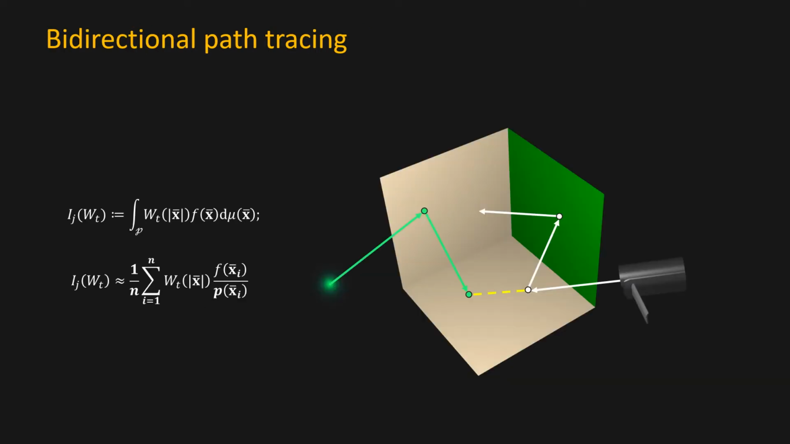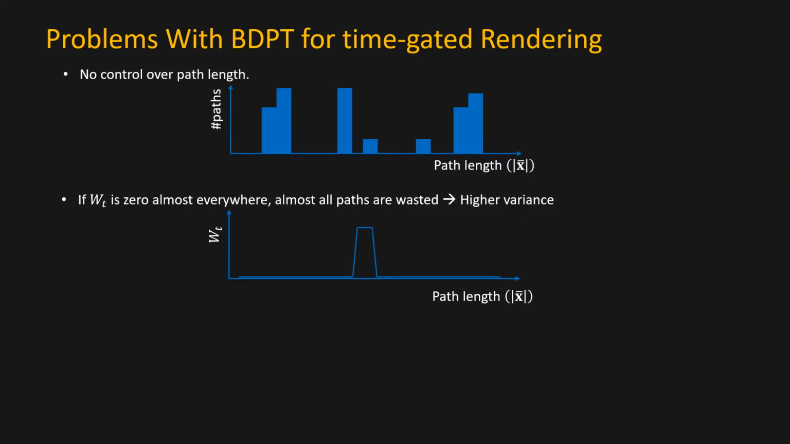We can use Monte Carlo path integration techniques to solve the integral. For example, we can use bidirectional path tracing to generate the paths and weigh them with Wt of |x bar| before aggregating. This is the physics-based rendering approach proposed by Jarabo et al. However, such a technique has no control over path lengths generated, and if Wt is 0 almost everywhere, the vast majority of paths generated contribute 0 radiance, leading to higher variance in the estimate.